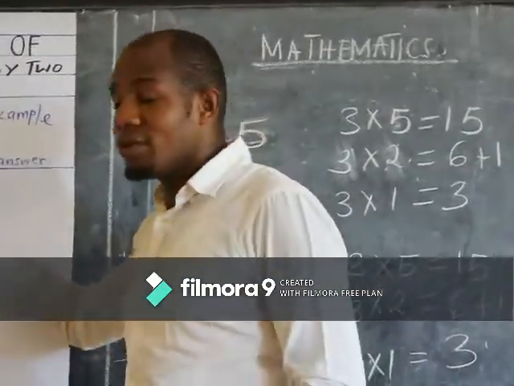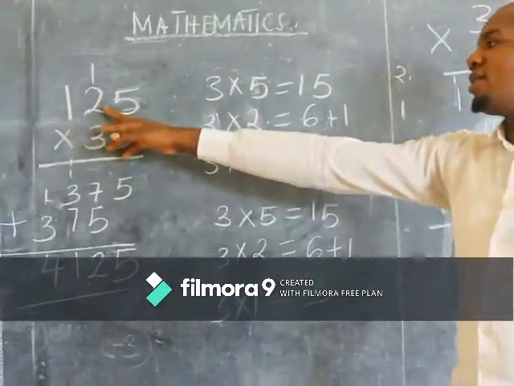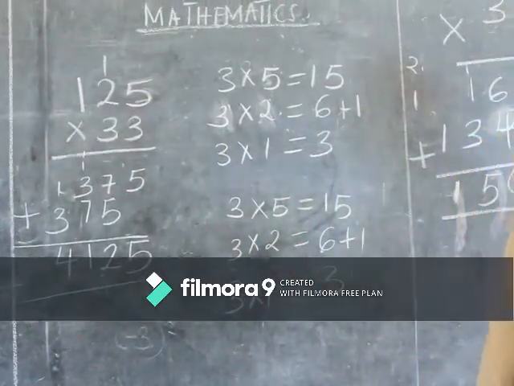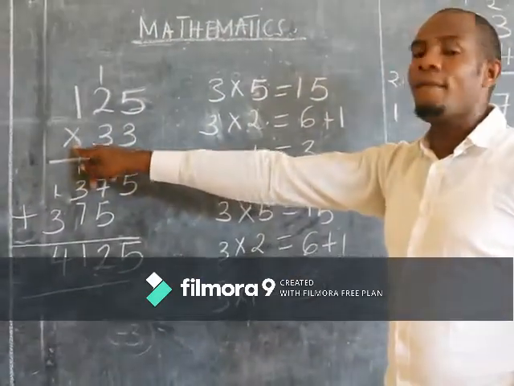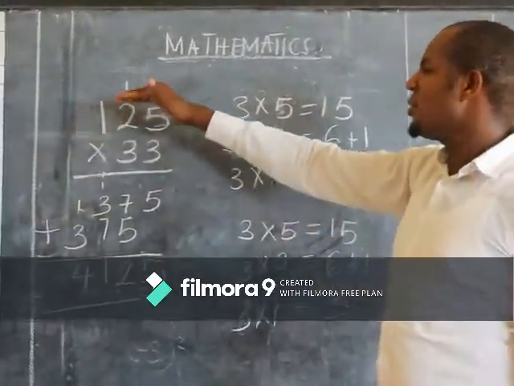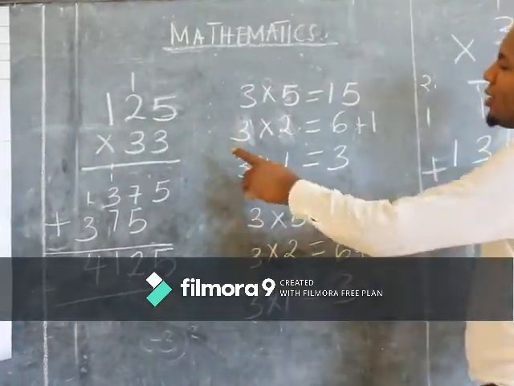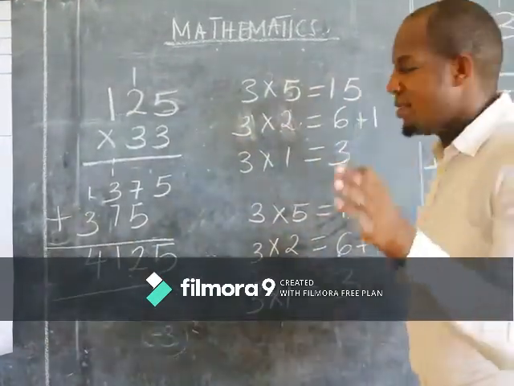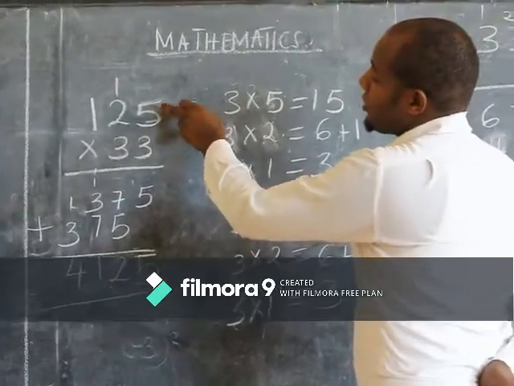Now, we are going to consider the following example. Example number 1 is 125 multiplied by 33. There are two things you have to note here: there is a sign of multiplication and there is also a sign of addition. Now we are going to start. 3 times 5. Please remember to start from the ones when you are doing multiplication.